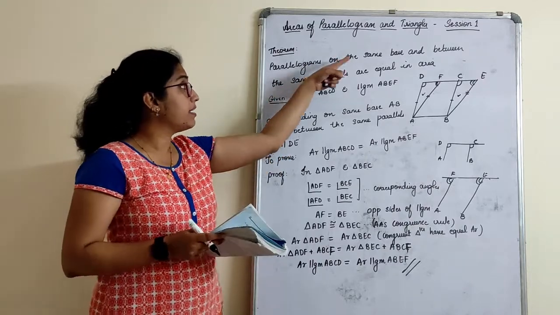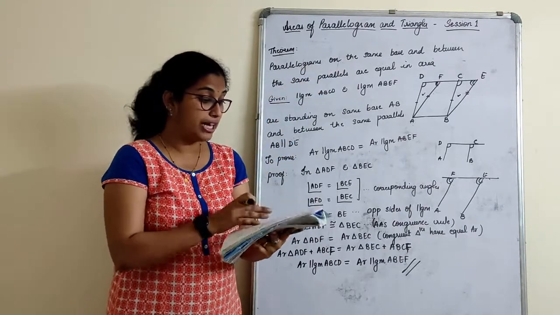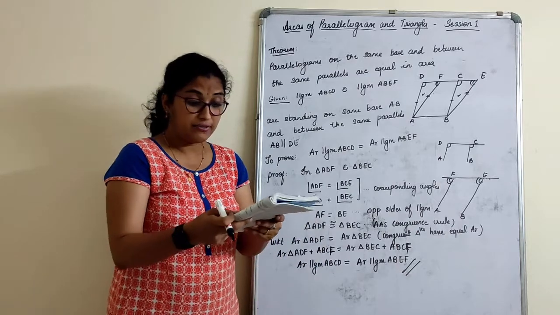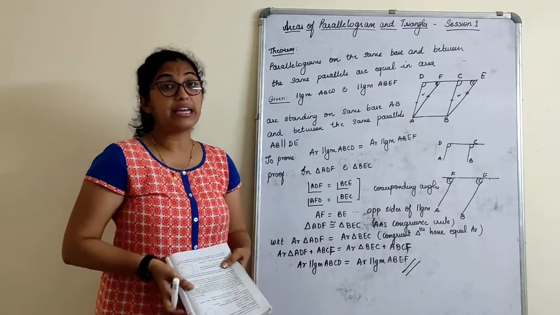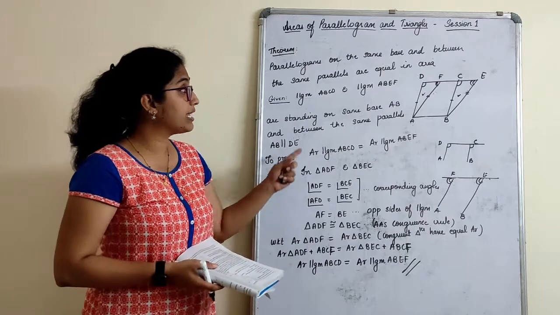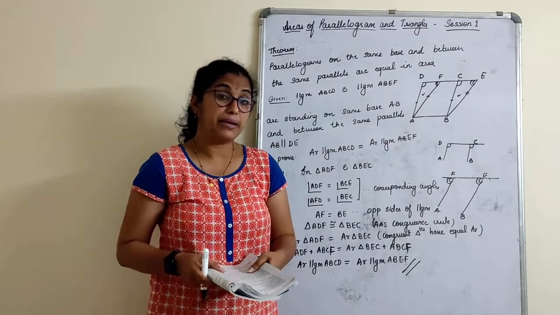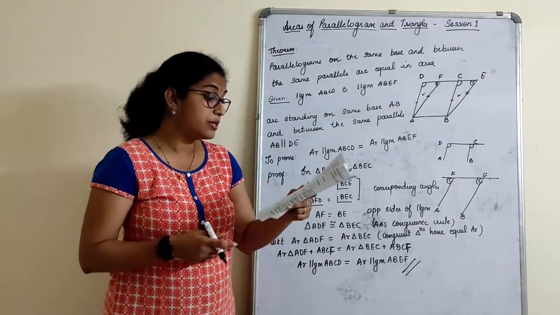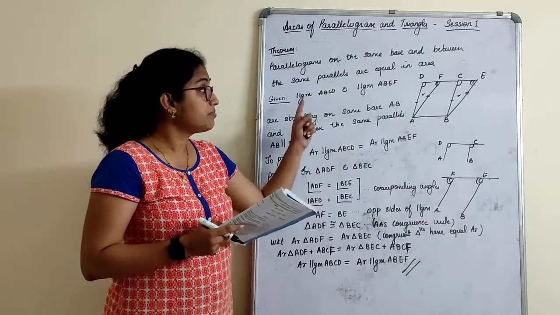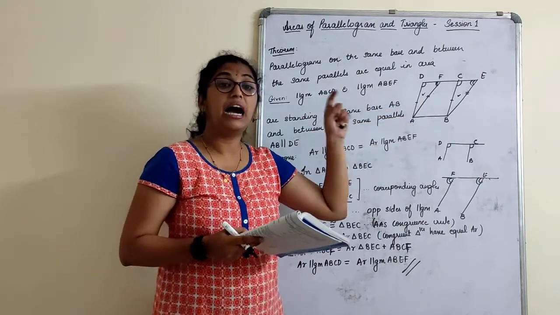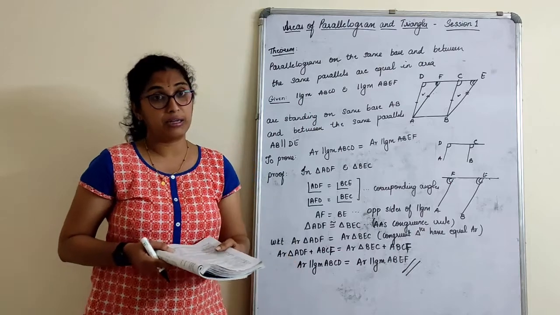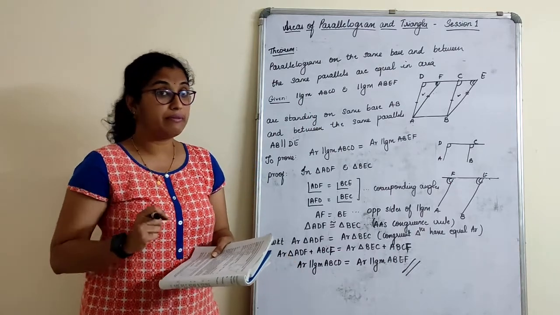One is a parallelogram and a parallelogram standing on the same base, and another one which we are proving is a triangle and a parallelogram. So when a triangle and a parallelogram stand on the same base and between the same parallels, the area of the triangle will be half the area of the parallelogram. That is the relation. Two theorems we will prove.